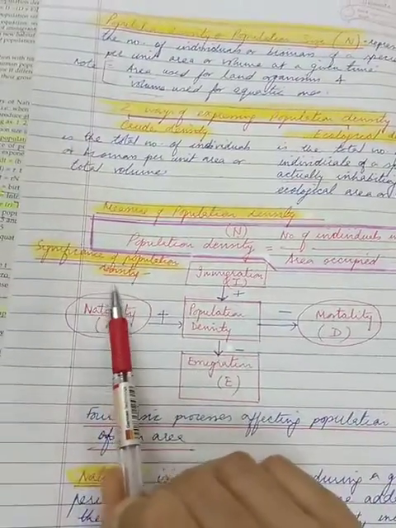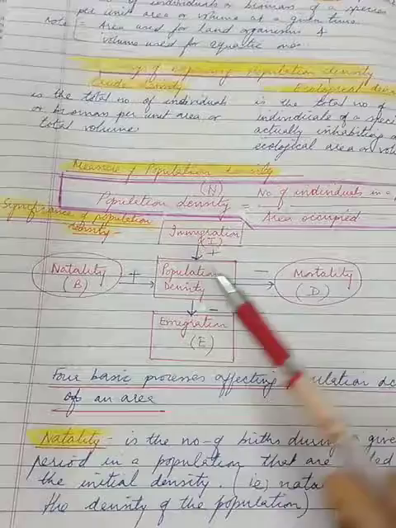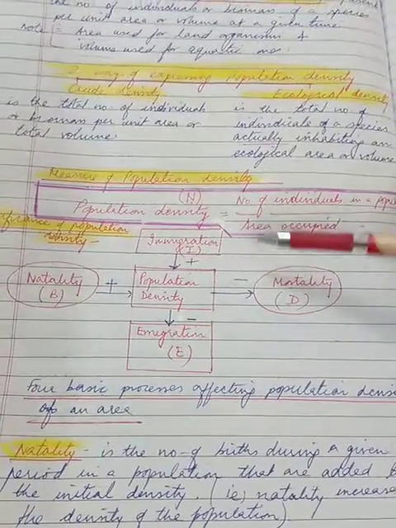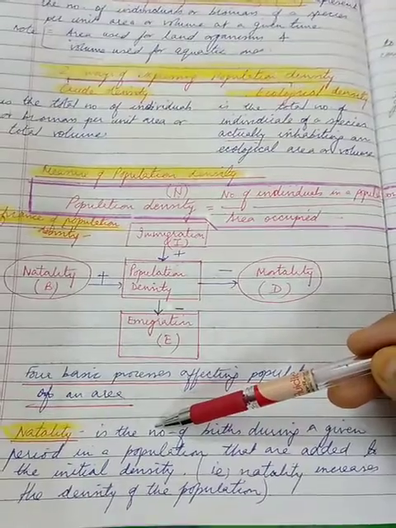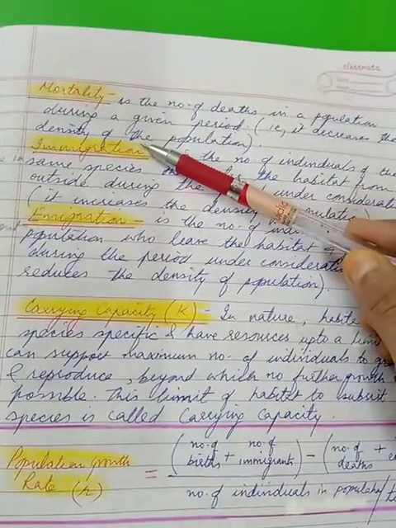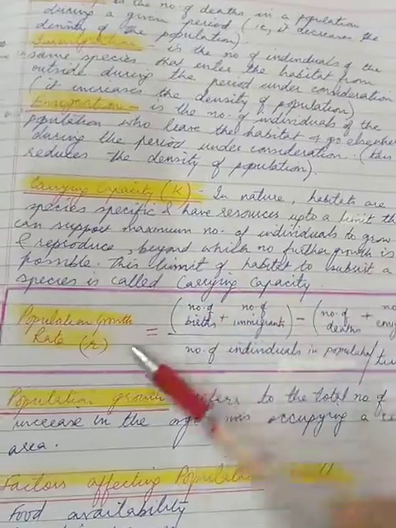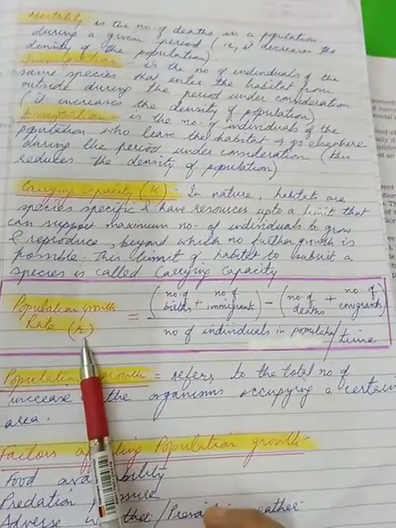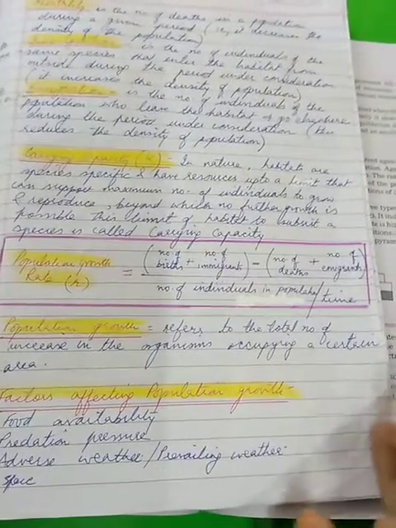Then significance of population density, we talked about 4 points or 4 factors, the basic processes that affect population density: natality or the birth rate, then mortality or the death rate, immigration, emigration, carrying capacity, where we gave a formula about population growth rate and population growth along with the factors affecting population growth.